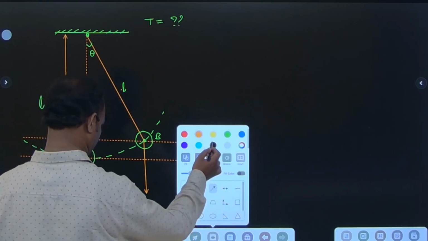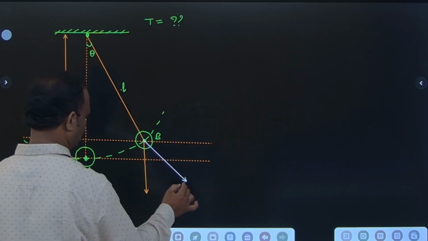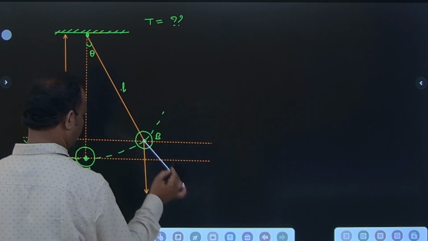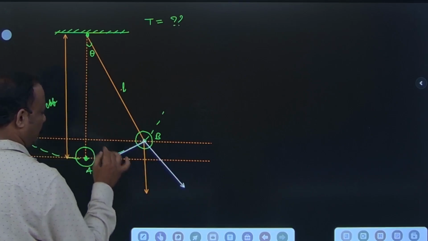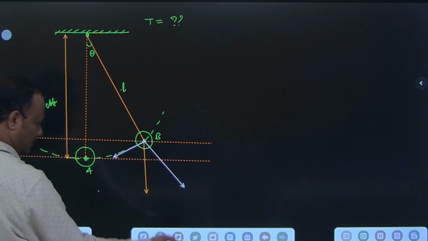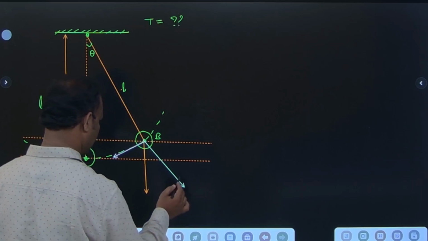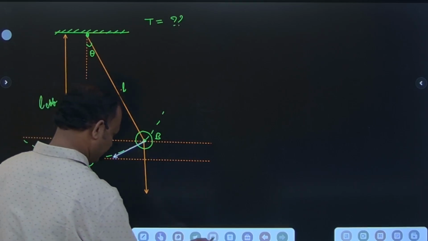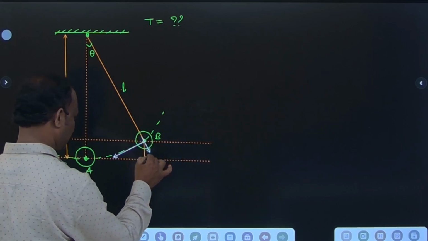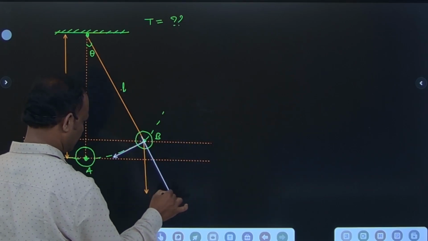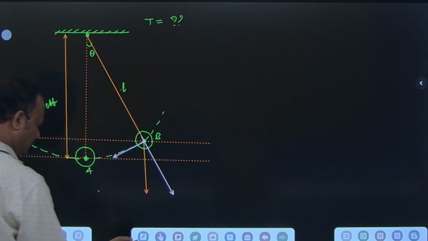It is resolved into two components. One is like this, and the next one is like this. So this is exactly here, along with this, parallel to this one. So what is its weight?